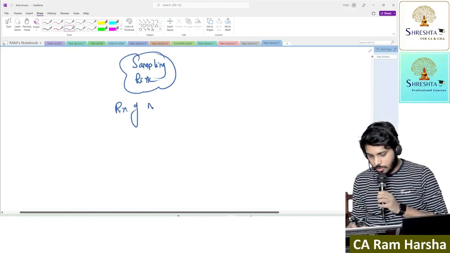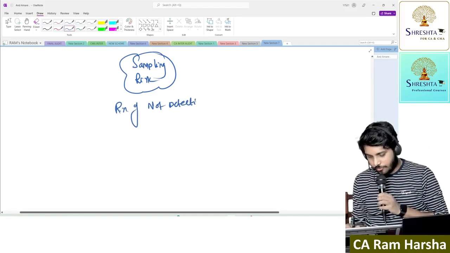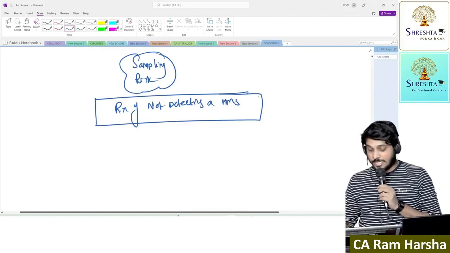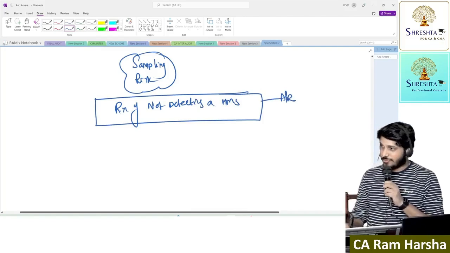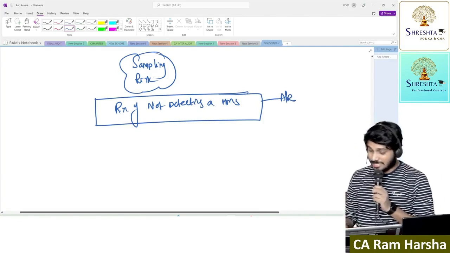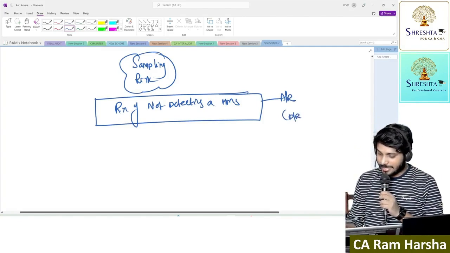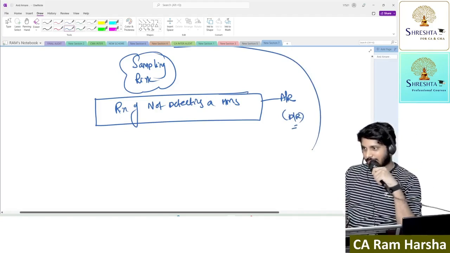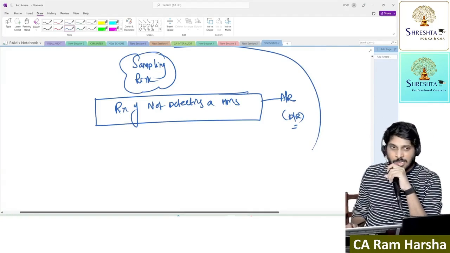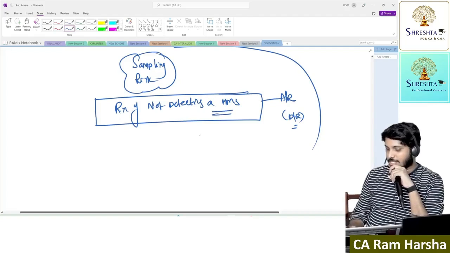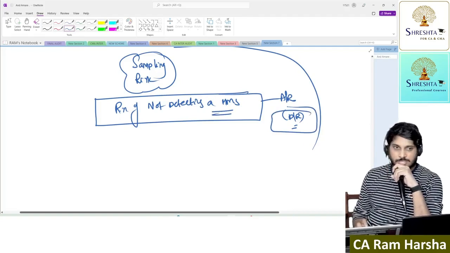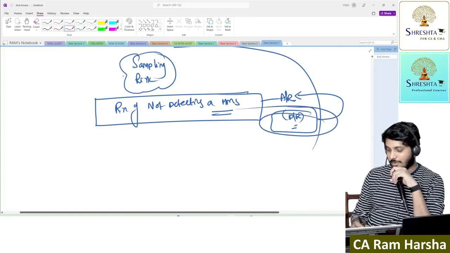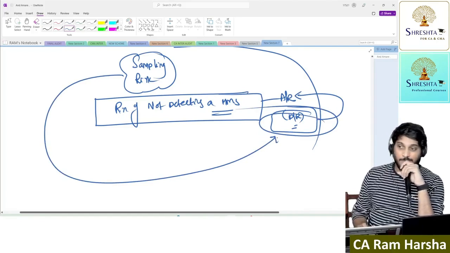Risk of not detecting a material misstatement. This is audit risk actually. Risk of not detecting a material misstatement is in fact not audit risk, in fact detection risk. More clear. All these three are interrelated. Risk of not detecting a material misstatement, that is actually detection risk, because of which audit risk will increase. And why does detection risk arise? One of the reasons why detection risk arises is sampling risk.